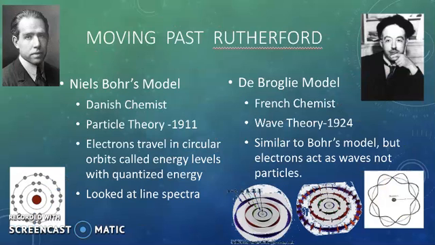So the main thing to remember about Rutherford is he discovered the nucleus and named the proton. Moving past Rutherford, we now have the Niels Bohr model and the de Broglie model. Bohr's is kind of the planetary model of the atom. They have defined paths for the electrons. That's probably the one that you memorized and learned in middle school.